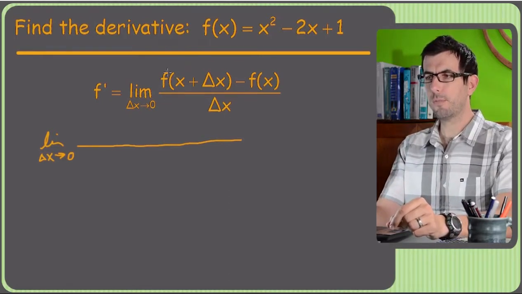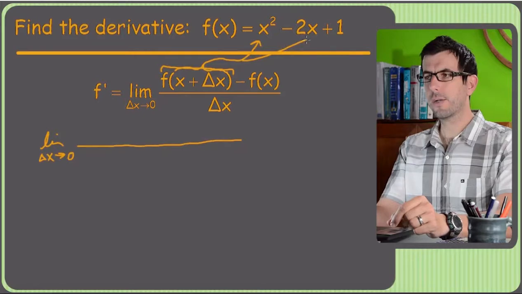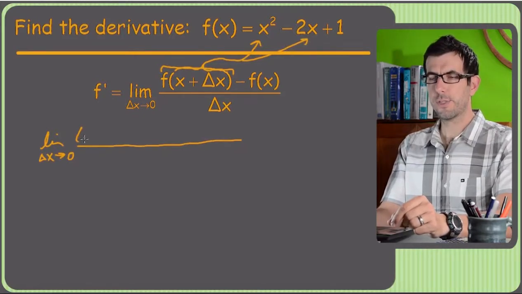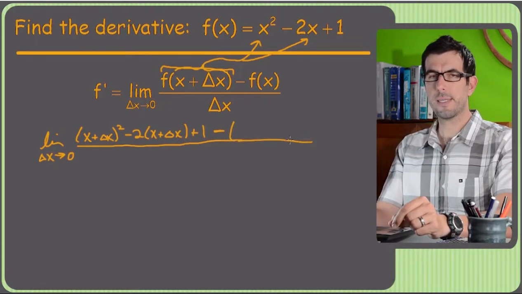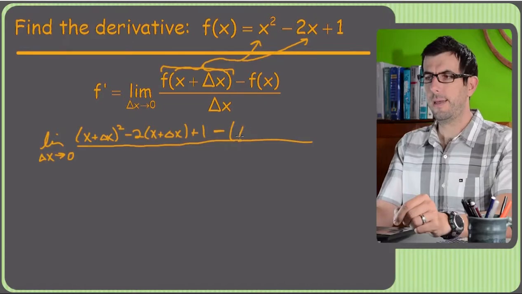All right, so step number one, we're just going to do this term, which means we're plugging in x plus delta x for x here and also here. What's going to make this one nastier is there's going to be more stuff to FOIL and more stuff to screw up. So x plus delta x squared minus 2 times x plus delta x. And we've got to keep that plus 1 also. Then we have a minus sign, then we need the original f of x. I'm going to put it in parentheses because I don't want to mess up this minus sign: x squared minus 2x plus 1, all over delta x.